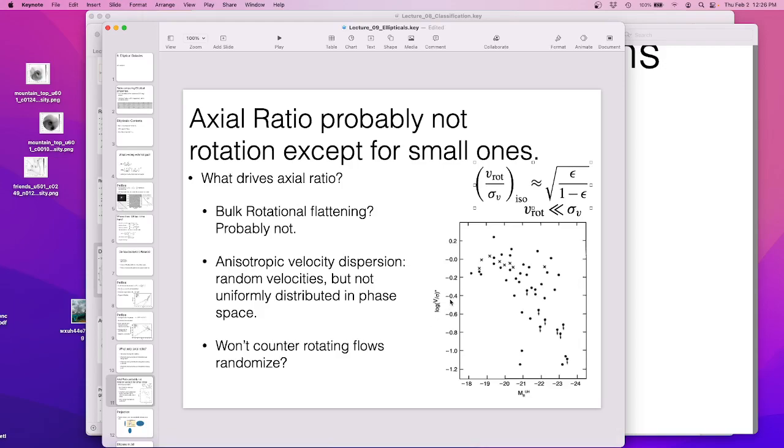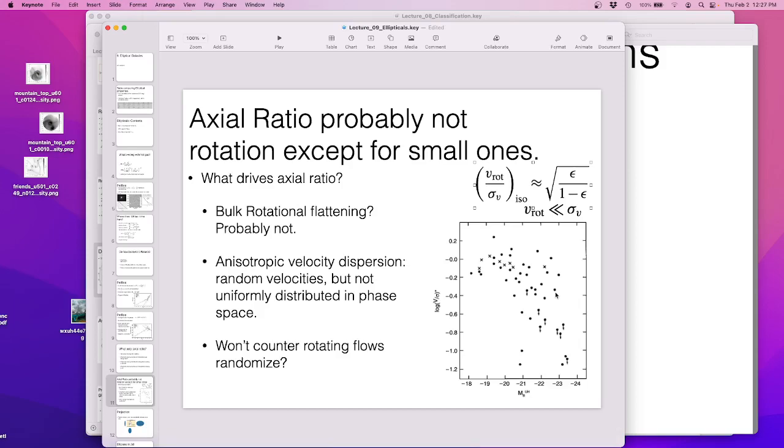So this is the log. So log of something is minus 0.4. That's not quite an order of magnitude. But our rotational velocity is small compared to our random velocity. So the real answer is whether or not there's ordered rotation or if it's just all the random motions in the galaxy. And it turns out it's mostly the random motions in the galaxy.